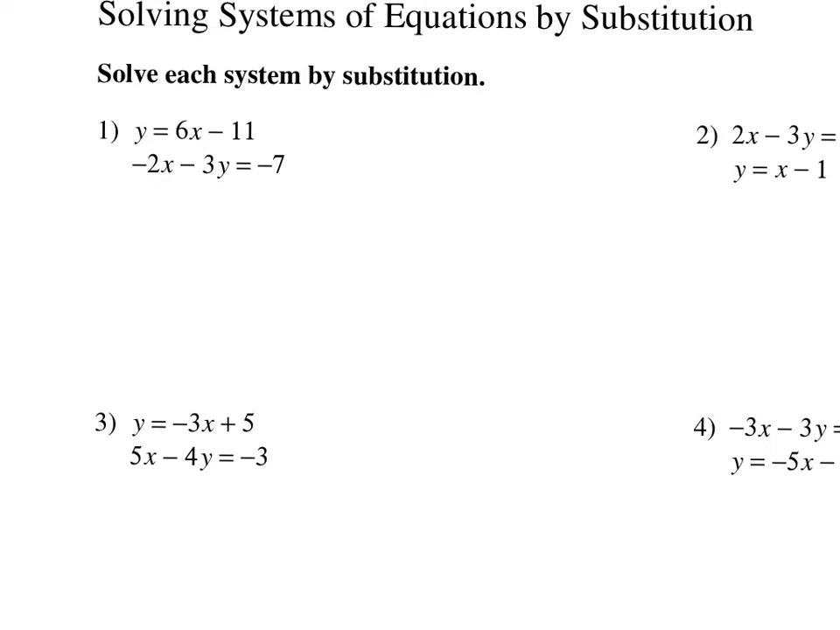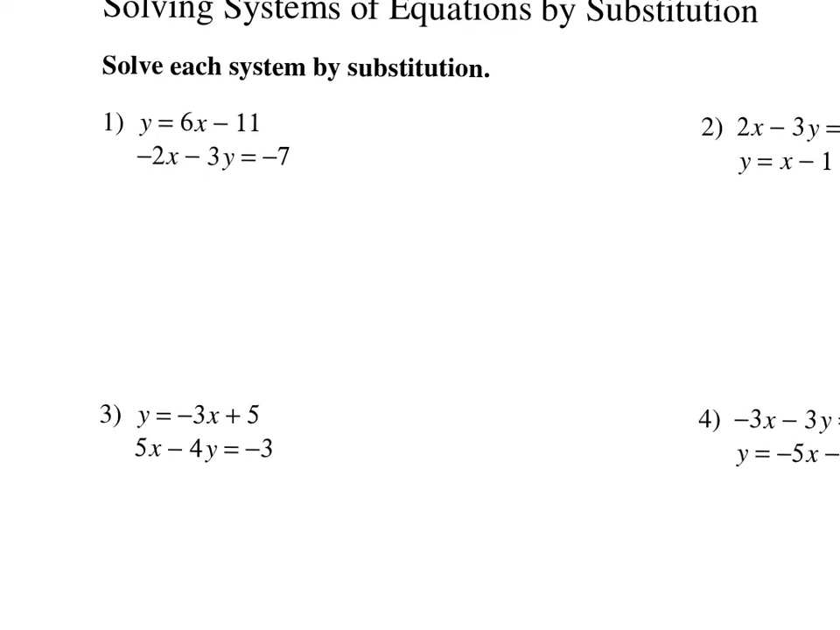When we look at this first one, we see y is equal to 6x minus 11. So if I know that's what y is equal to in one of the two equations, in order for the two equations to be the same, it has to equal the same thing in the other equation. Now this requires a little bit of remembering how to solve equations. What I'm doing is I'm going to substitute. I'm going to get rid of the y in the second equation and replace it with 6x minus 11. So I have negative 2x minus 3.